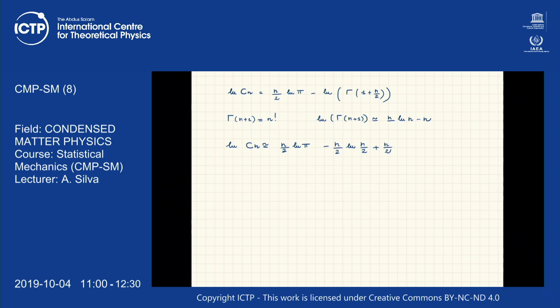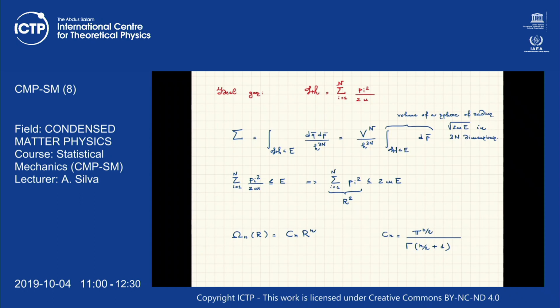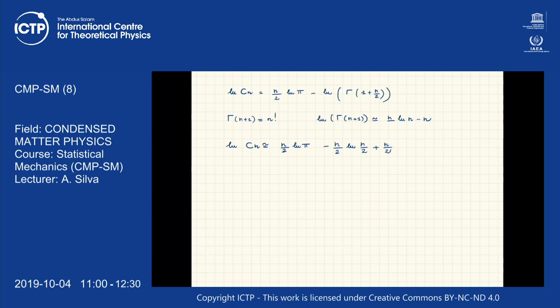So what I'm going to do now is I'll go back here. I know what is the volume of a sphere in 3n dimensions of this radius. I plug in this radius here, I put it here, and I know what is Cn. And then I write down the result. Okay? So I write down that my sigma is equal to Vn h to the 3n times C3n times square root of 2m times e to the power 3n.